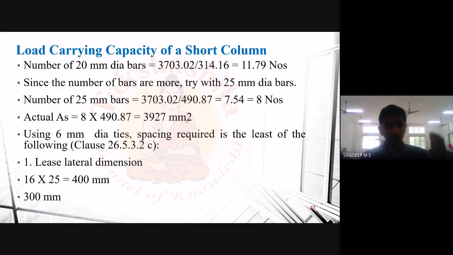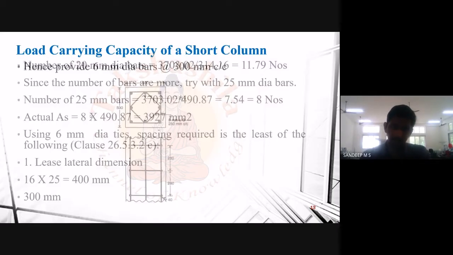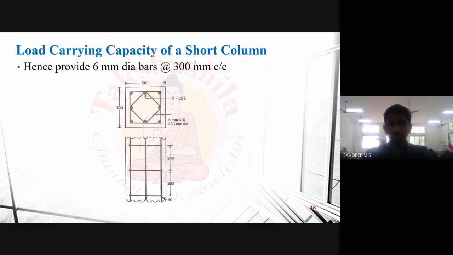Now we have provided the longitudinal reinforcement. Now we have to provide the ties also. So we are using 6 mm dia ties, and the spacing required is the least of, we have already seen that we have 3 conditions: least lateral dimension, 16 times the smallest diameter of the bar provided, and 300. Here we have uniformly provided 25 mm bars, so 16 times 25 and 300. We have to take the least of this. So from these 3 conditions, we will get 300 millimeter as the least.